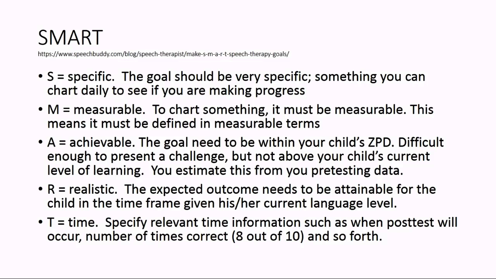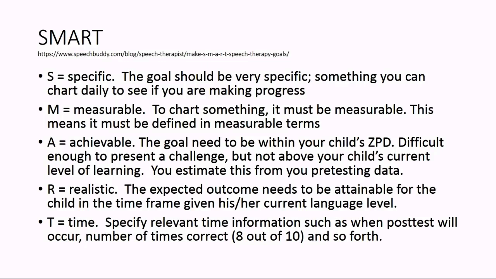One system is the SMART system used to establish these kinds of goals. S means be specific. The goal should be very specific, something you can chart daily to see if you're making progress. Measurable. To chart something, it must be measurable. This means it must be defined in measurable terms. Achievable. The goals need to be within your child's ZPD. So Vygotsky talks about the zone of proximal development. It should be difficult enough to present a challenge, but not above your child's current level of learning, according to Vygotsky's theory. You estimate this from your pre-testing data.